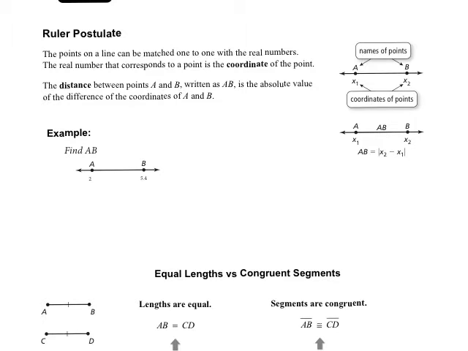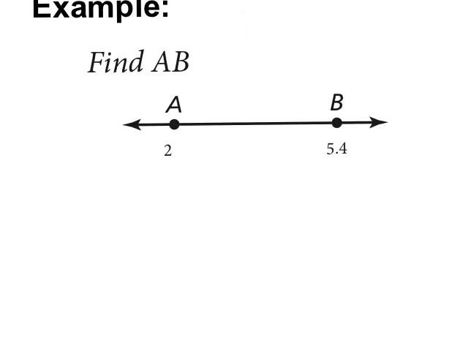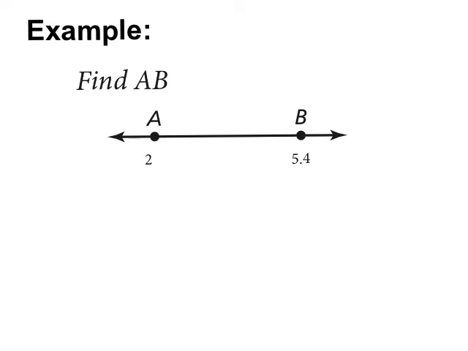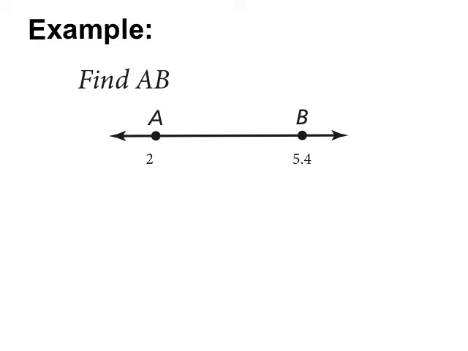Okay, so it says the distance between points A and B, that's written as AB, is the absolute value of the difference. So basically what this is saying is, if you took this line, AB, and you wanted to find the distance between those two, it would not matter if you did 2 minus 5.4 or you did 5.4 minus 2. That's what the absolute value accomplishes.